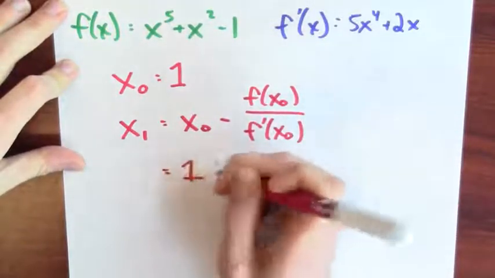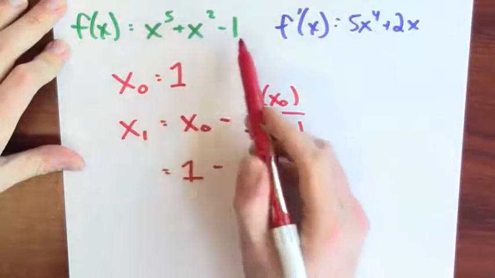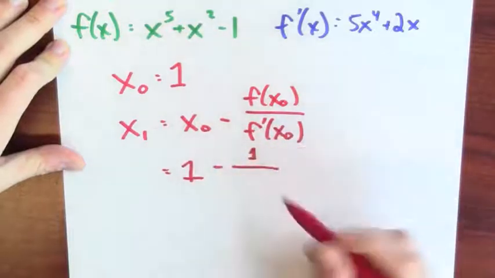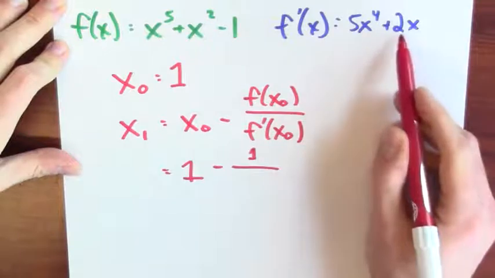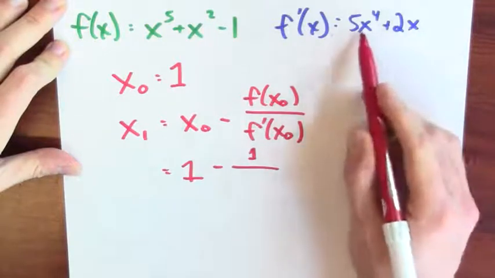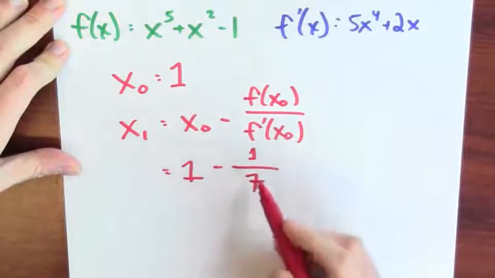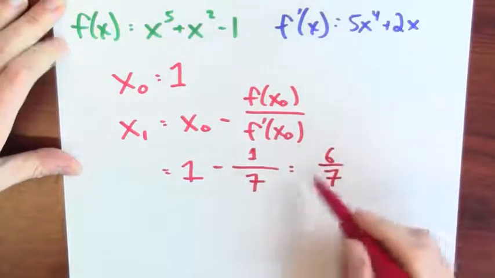Now my old guess is 1. The function's value at 1, that's 1 to the fifth plus 1 squared minus 1. That's 1 plus 1 minus 1. That's 1. And the derivative at 1, well, that's 5 times 1 to the fourth plus 2 times 1. That's 5 plus 2, that's 7. So my new guess is 1 minus 1 over 7. That's 6/7. So that's my new guess.